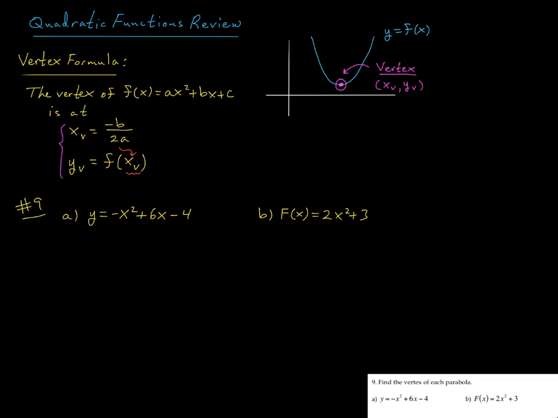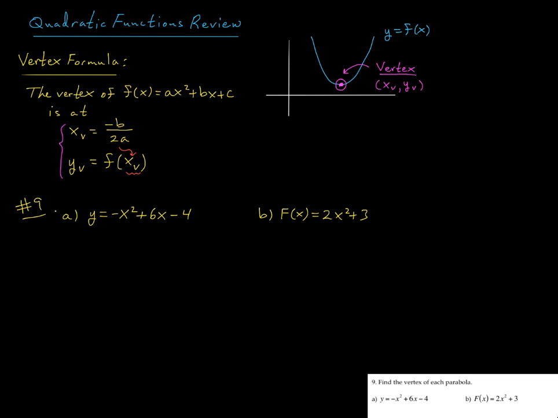So if f of x has its equation as ax squared plus bx plus c, then to find the x-coordinate of the vertex, xv, you just take the opposite of b, where b is the coefficient of x, and divide that by 2a, where a is the coefficient of x squared, and then find the y-coordinate of the vertex. What I'm saying here is you just take whatever this xv value is and plug that into your function, and then that corresponding y output value is the y-coordinate of the vertex.